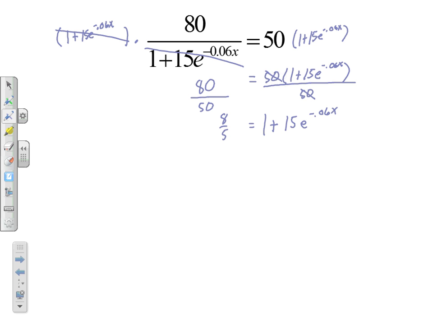that is where you're going to, let me grab a calculator real quick. I don't want to pause the video because I want to start all over, but 8 over 5, yes, is 1.6, and then if I subtract 1 from it, I will get simply 0.6 to be equal to 15 times e to the negative 0.06x power.